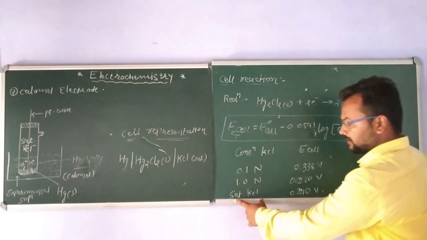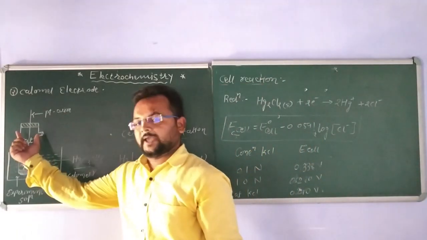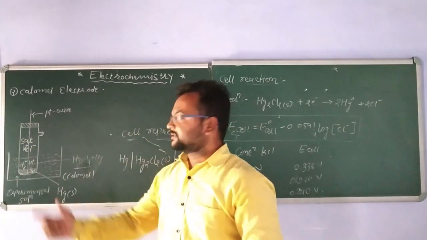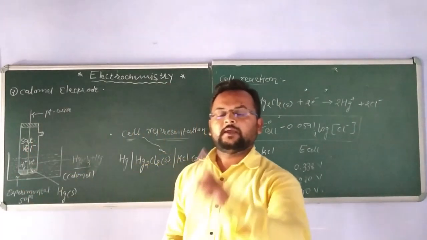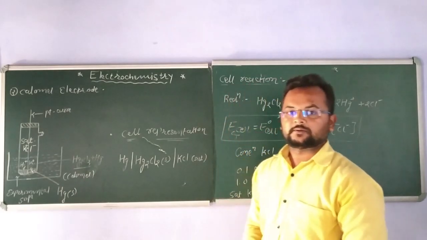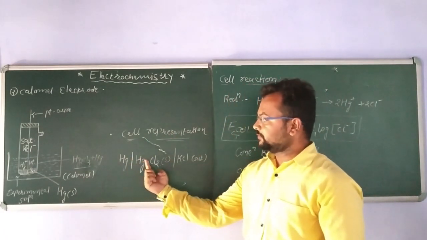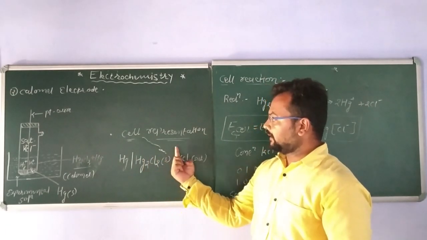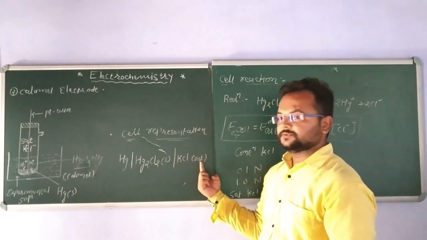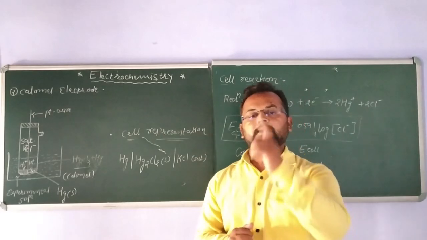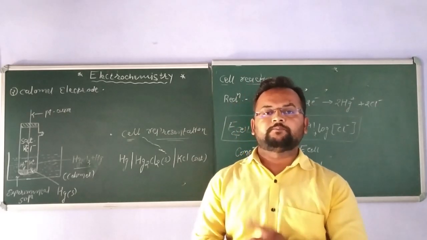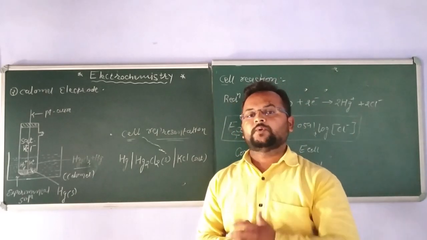If we use saturated KCl solution in the Calomel electrode, it is called the saturated Calomel electrode, and it is a secondary standard electrode. The cell representation is Hg | Hg2Cl2 (solid) | KCl (saturated). The Calomel electrode is used in pH determination and polarography.